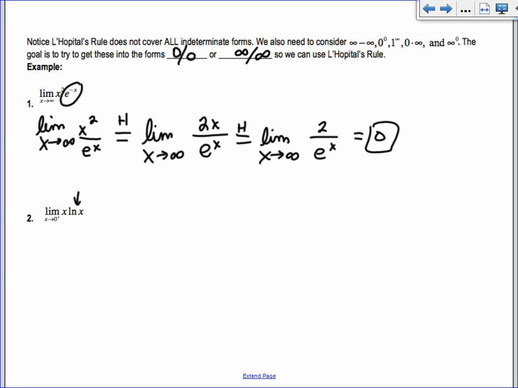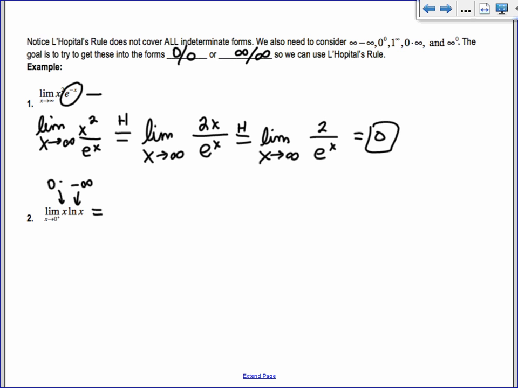Okay, so this one goes to negative infinity. And this one goes to 0. So I have 0 times negative infinity. So I don't know if it's 0. I don't know if it's negative infinity. I don't know what it is. Okay. So I need to get it in one of those two forms. So if I could get it to be 0 over 0, that would be good. Or infinity over infinity. Or you can even actually do negative infinity over positive infinity. That works as well. Okay.